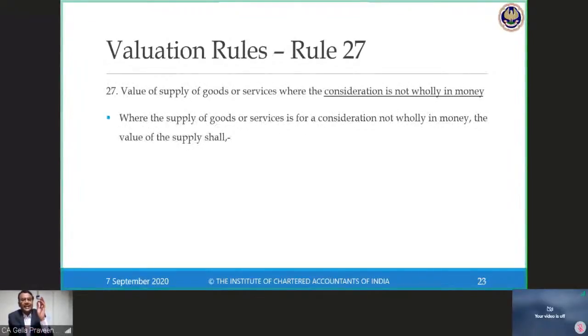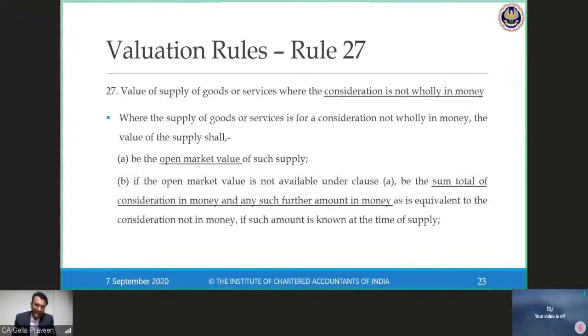Rule 27 says that consideration is not wholly in money. When the supply of goods or services is for consideration not wholly in money, the value of supply shall be the open market value of such supply. Like we were talking about an example, when I buy this mixie grinder, what is the open market value? Its value is 20,000. If you know what the open market value is, that shall be your transaction value, where open market value is available. If the open market value is not available under A, then as per the above, it is the sum total of consideration in money and any other amount in money. In the example we are talking about in this first case, the market value is 20,000. If available, straight away I'll go with the market value of 20,000.